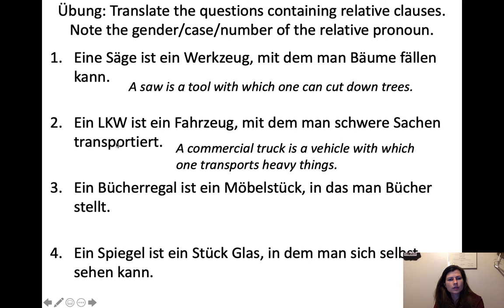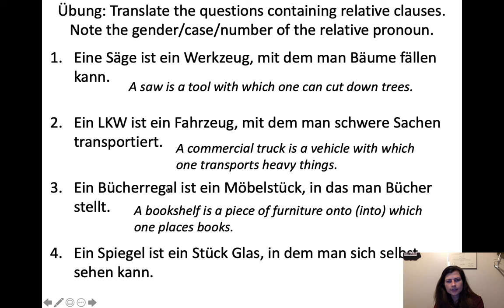Mit dem. Ein LKW ist ein Fahrzeug, mit dem man schwere Sachen transportiert. A commercial truck, it's just a large truck, right? Is a vehicle with which one transports heavy things. So mit dem is also with which, a very similar thing, right? Ein Fahrzeug and Werkzeug, those are both neuter. Okay, so ein Bücherregal ist ein Möbelstück, in das man Bücher stellt.